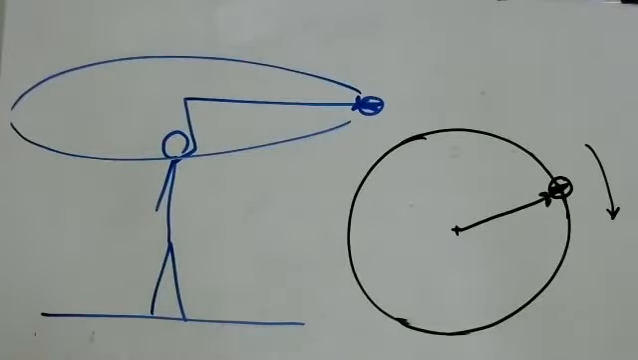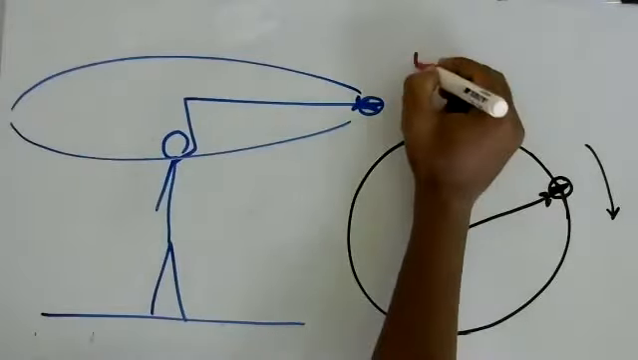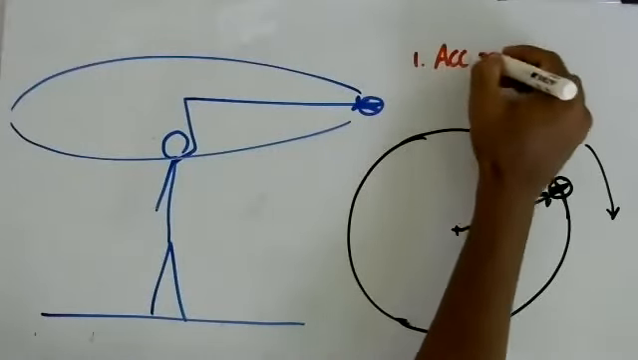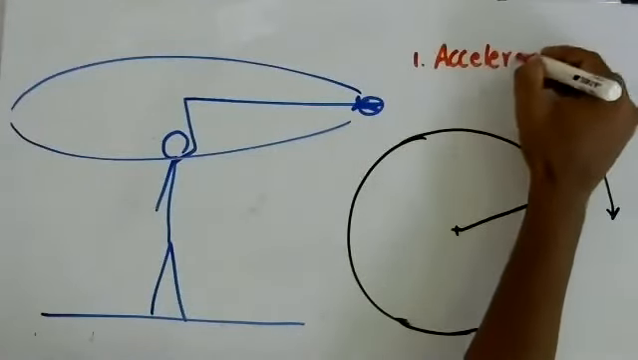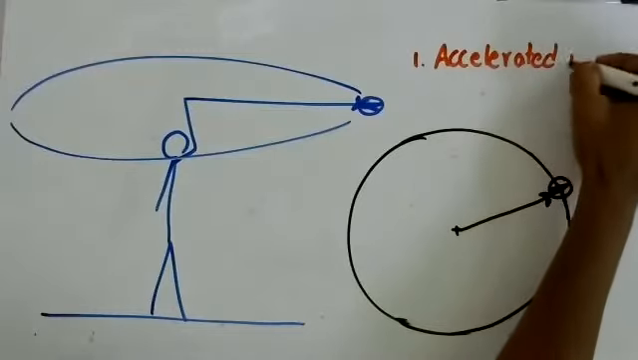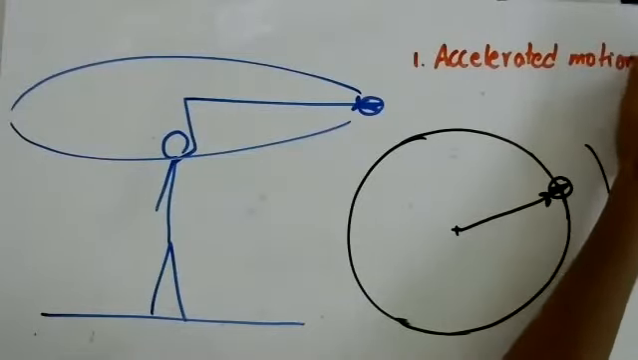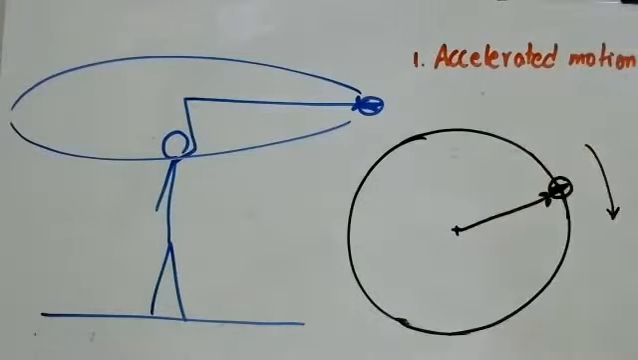There's a force acting on it. I mean, it's accelerated motion. Yeah, so the first point is that it is accelerated motion. That's the important thing. Now, you can ask the question, why do you say it's an accelerated motion? It's constantly changing direction.